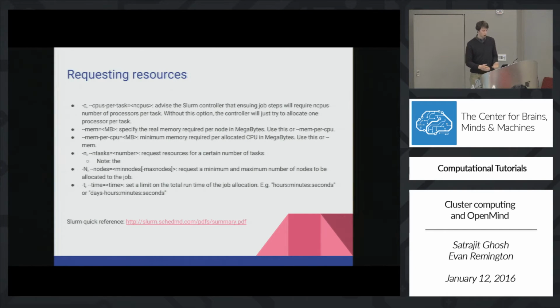Here are all of the resource options. C, which is CPUs per task. If you're not doing any kind of inherently parallel job submission, then this is the option that you'll use more often. If you want to submit a lot of tasks within one job, you'll use a different option usually.